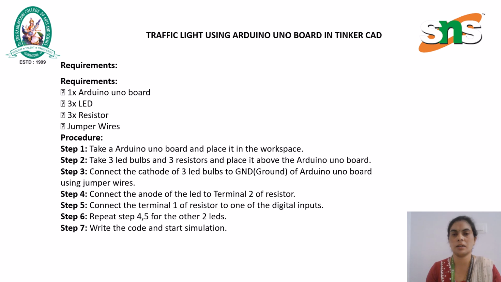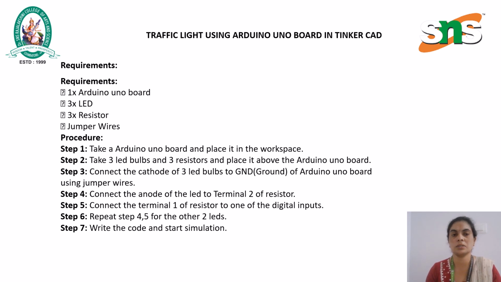Before discussing the traffic light using the Arduino UNO board in Tinkercad, in a real-time scenario the traffic light works basically with three lights: red, yellow and green. Red is to stop, yellow is to wait, and green makes the vehicles active and moving. This is how a traffic light works in a real-time scenario, and it can be implemented using an Arduino board and Tinkercad.